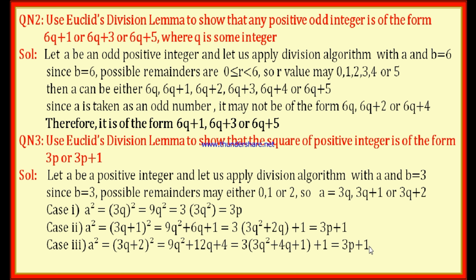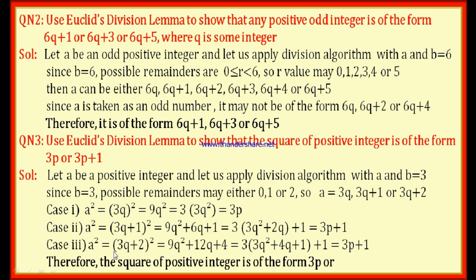Therefore, in all the 3 cases, the square of this integer a square is in the form of either 3p or 3p plus 1. You see, the square of a positive integer is in the form 3p or 3p plus 1.